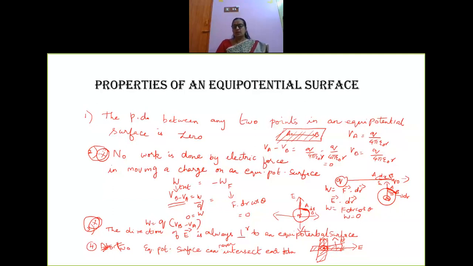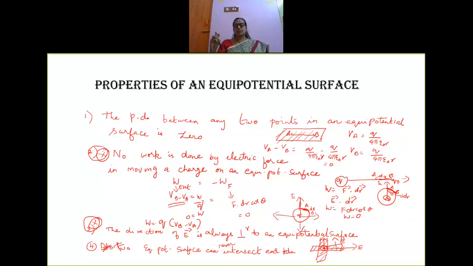Understood? So, this is about an equipotential surface. Let us recall. Once again, I'll just refresh what is an equipotential surface. It is a surface on which all the points are at the same potential. And the first property of an equipotential surface is the potential difference between any two points on an equipotential surface is zero. The second point is no work is done by electric force in moving a charge on an equipotential surface, which means work done is zero, because work done depends on potential difference, and the potential difference on an equipotential surface is zero, so no work is done.